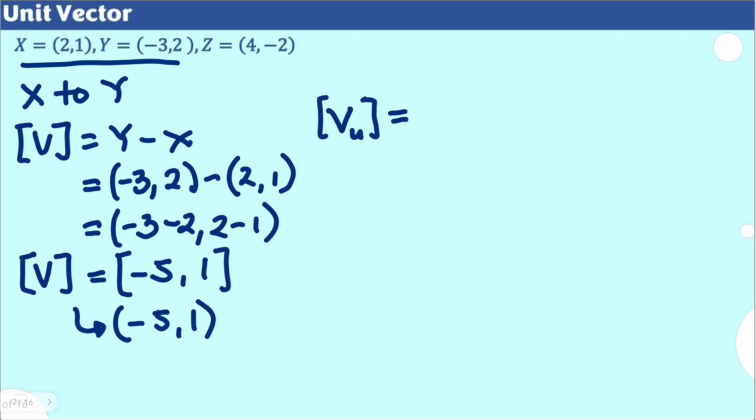This can be solved by taking your vector divided by its length. Okay, this is the length of the vector. So when we take the vector itself divided by its length, we can always get a unit vector, or a vector of magnitude 1.